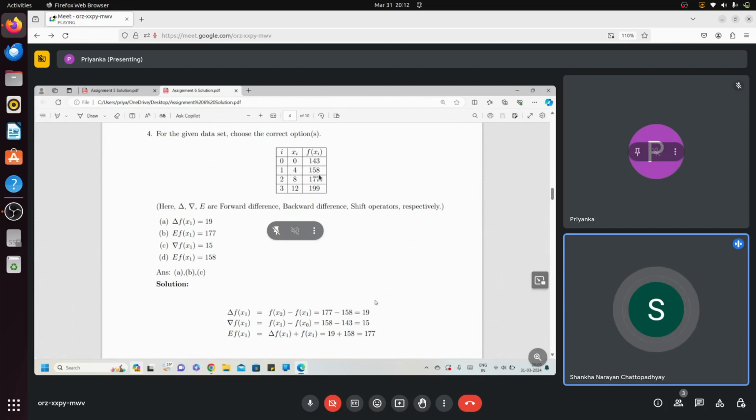fx1 is 158, so nabla fx1 will be 158 minus 143, that will be 15, so this is also correct. E of fx1 will be 177, but they have given 158, so D is false, so ABC is correct. ABC are correct. Next.